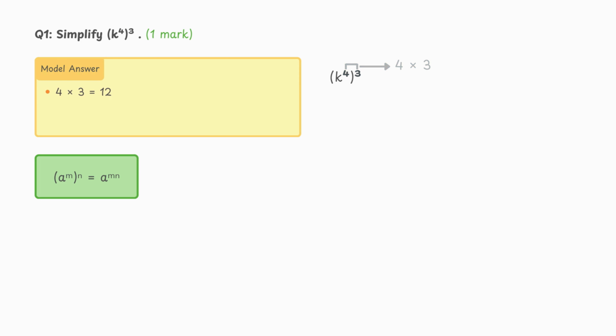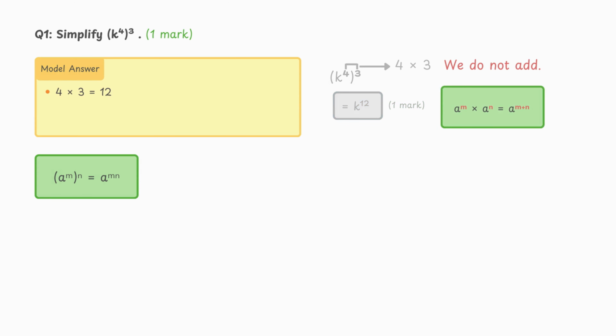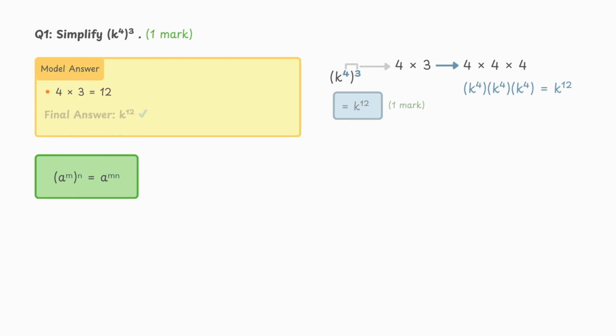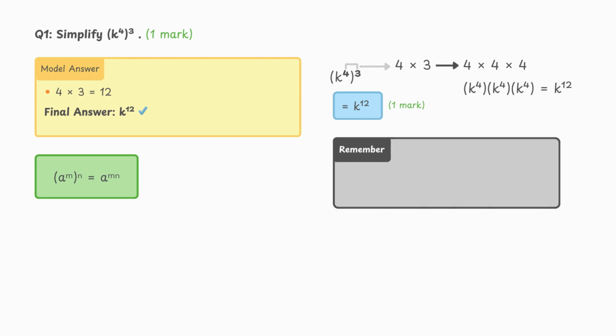This means k to the power of 4, all raised to the power of 3, becomes k to the power of 12. We do not add the indices in this example. We only add indices when we are multiplying powers with the same base. But here, one power is raised to another power, so we must multiply the indices. Another way to understand this is to think of k to the power of 4 being multiplied by itself 3 times. That gives us 3 groups of 4 k factors. Altogether, there are 12 k factors. So, the simplified expression is k to the power of 12. Remember this key rule. When a power is raised to another power, multiply the indices.